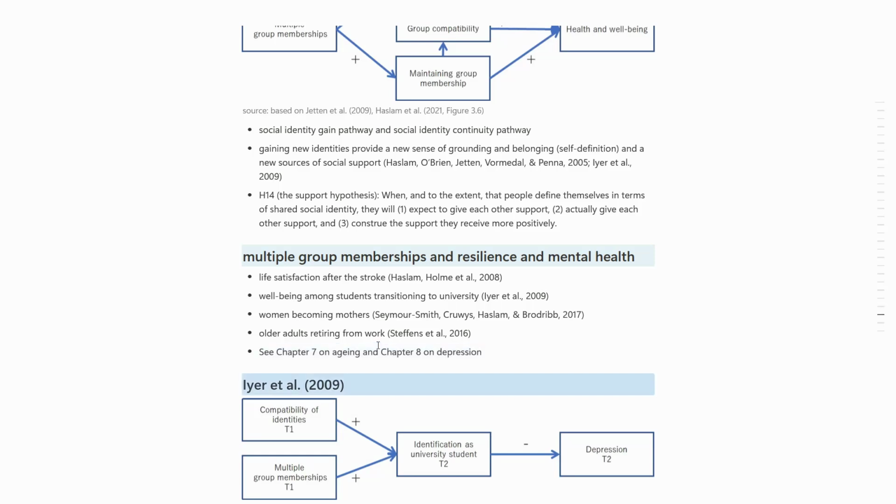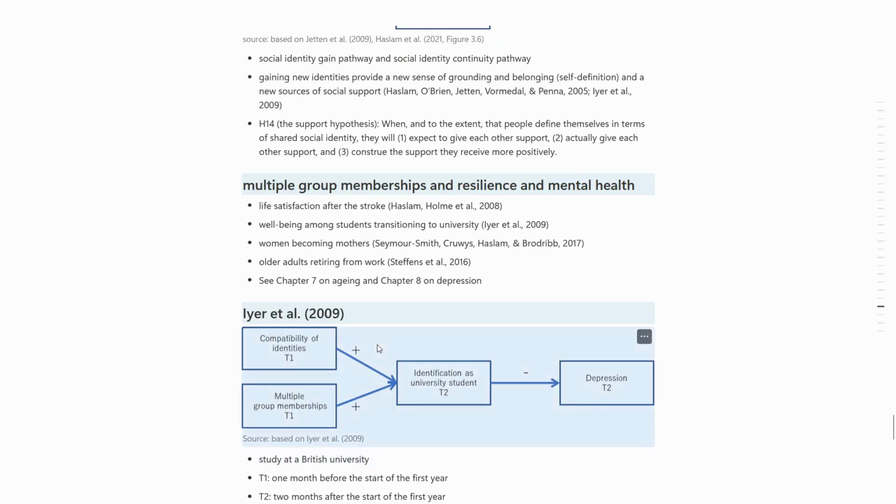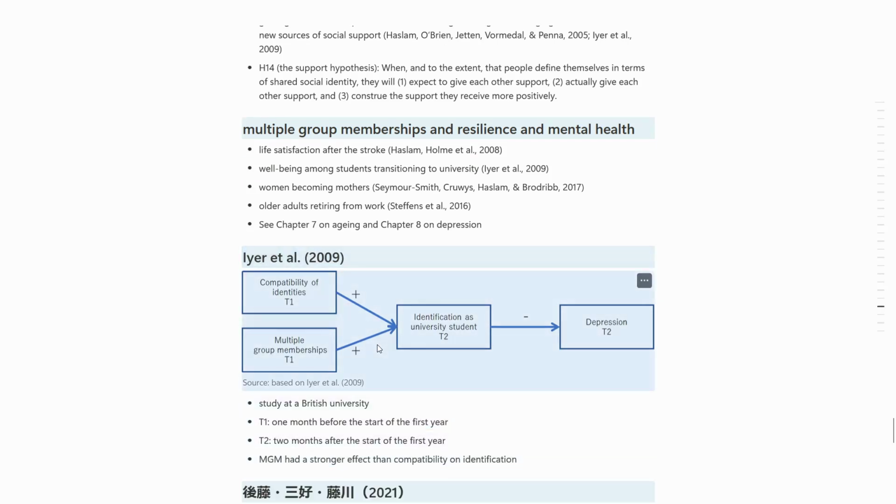So anyway, going back to the study done by Ayer on the well-being among students transitioning to university. This is basically what they did and what they found. They studied at a British university, and they asked British university students to complete a survey. The survey was distributed 1 month before the start of the first year. So this is time one. And they asked the same students to complete another survey 2 months after the start of the first year.